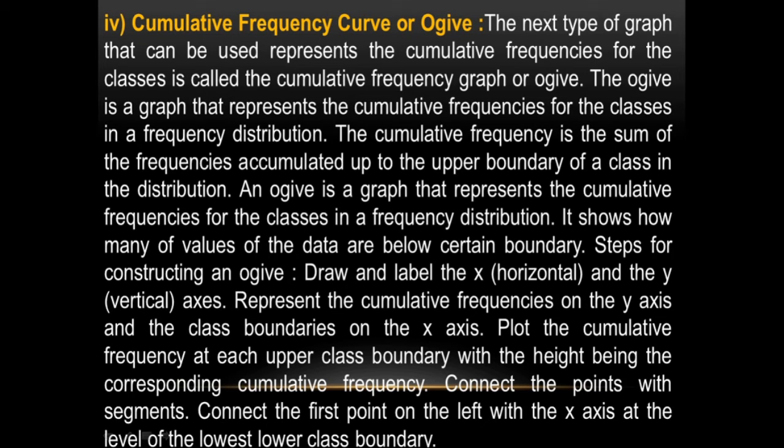Steps for constructing an OGIVE. Draw and label the X horizontal and the Y vertical axis. Represent the cumulative frequencies on the y-axis and the class boundaries on the x-axis. Plot the cumulative frequency at each upper class boundary with the height being the corresponding cumulative frequency. Connect the points with segments. Connect the first point on the left with the x-axis at the level of the lowest lower class boundary.